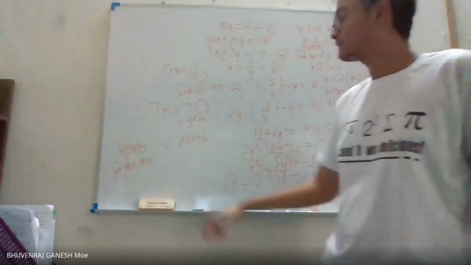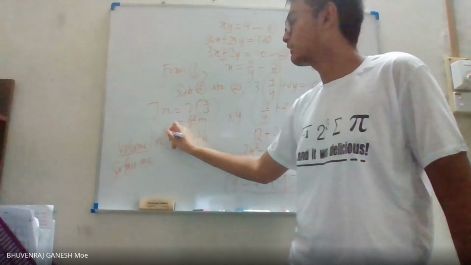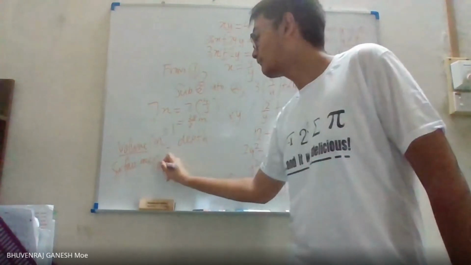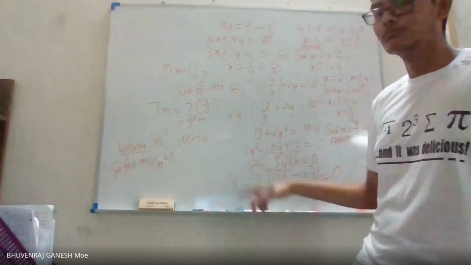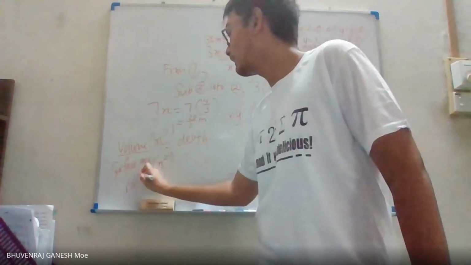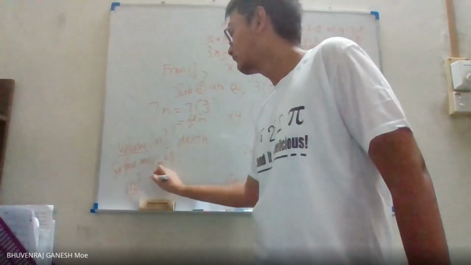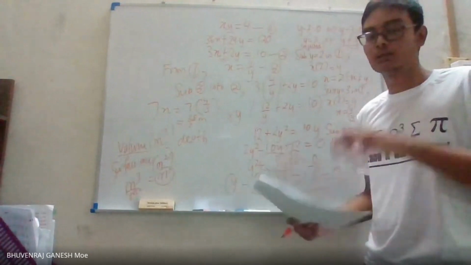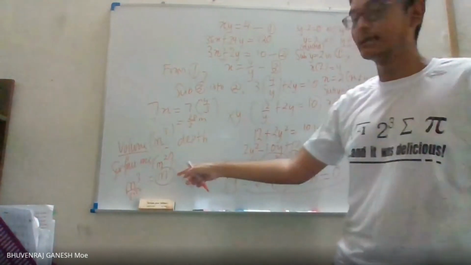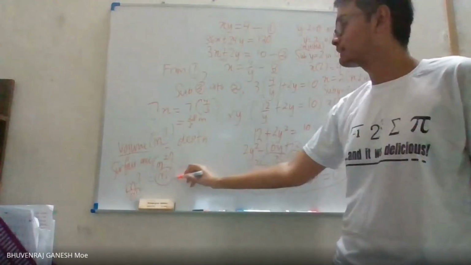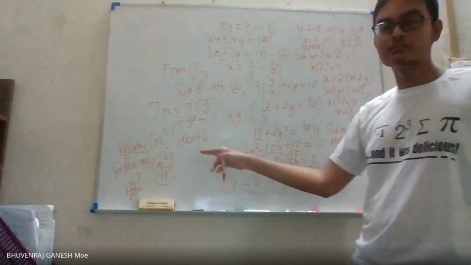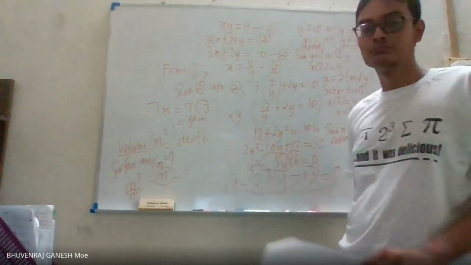Because you know why? Volume is meter cube, right? And surface area is meter square, right? If we solve this, m cube over m square, we get m, right? Because m power 3 minus 2, we'll get m power 1, which is m. So meter is actually the unit of depth. So this is why I use this formula. So it's very fast. We can find the depth from here.